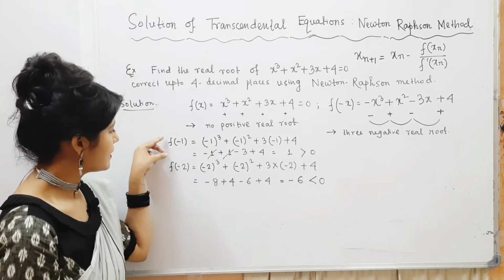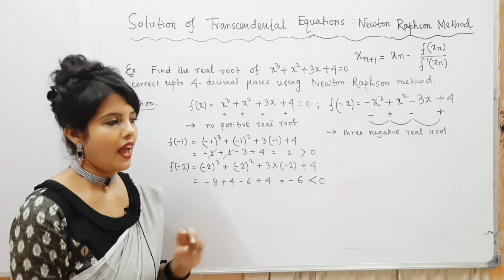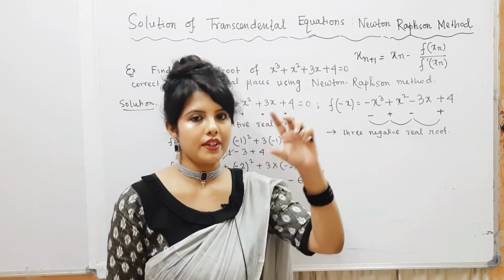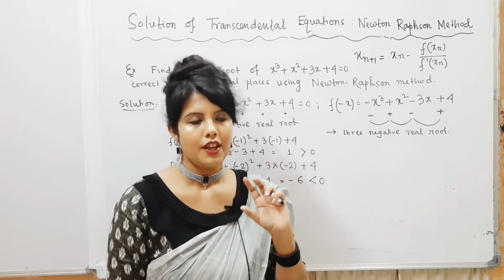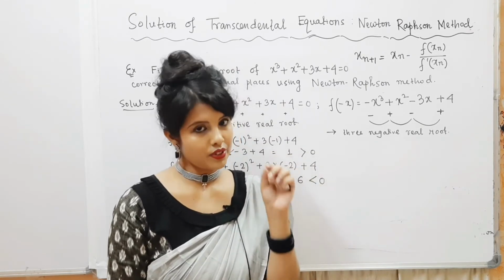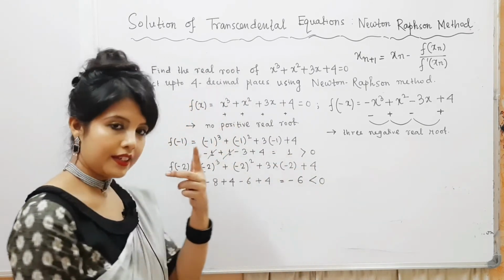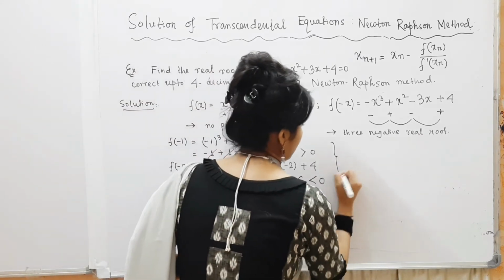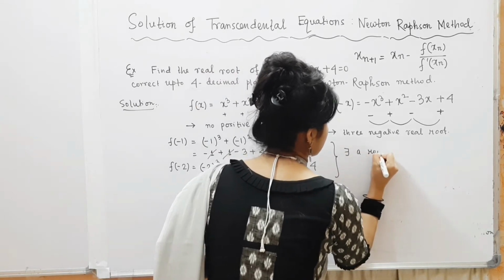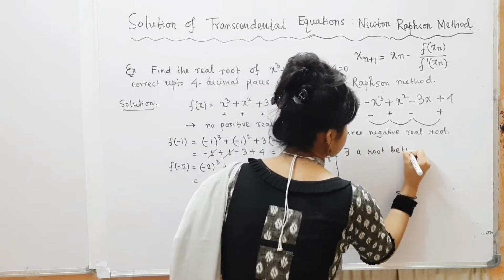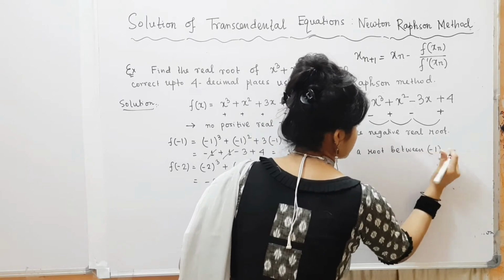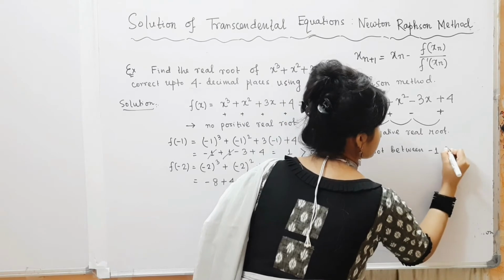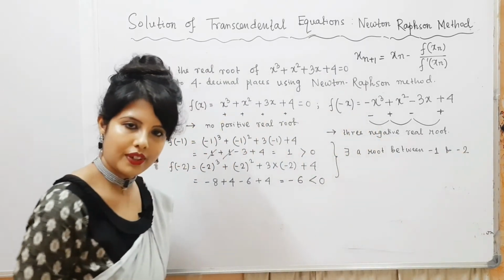So this shows that these two are of opposite sign, and you already know that if at the corner points the function values are of opposite sign, then there should exist a root between those two points. So this shows that there exists a root between minus 1 and minus 2.